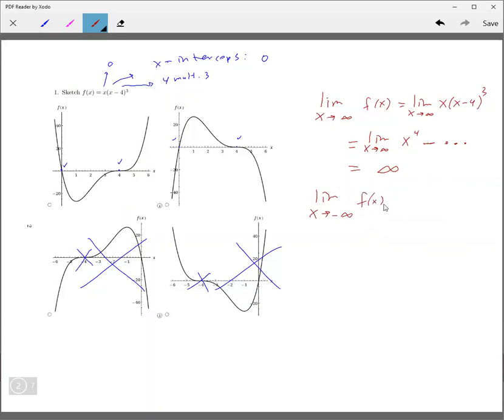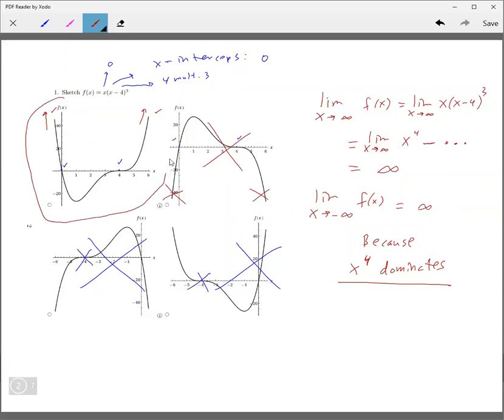And likewise, as you go to negative infinity, it's also going to infinity. And this is all because x to the 4th dominates. If you expand it out, x to the 4th dominates. So whatever x to the 4th does as x goes to infinity, that's what the whole function is going to do overall. And so as you go to infinity, this goes to infinity. As you go to negative infinity, this goes to infinity as well. So that means that they're going to go up. Okay, so these are wrong there. So that graph's out. And this is it right here. This is going to be the graph.